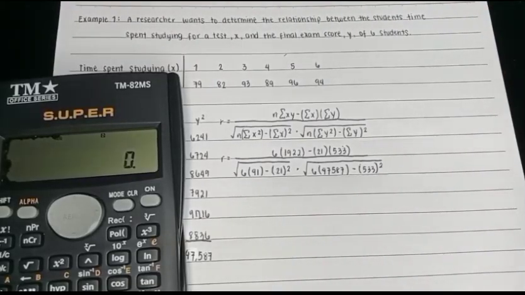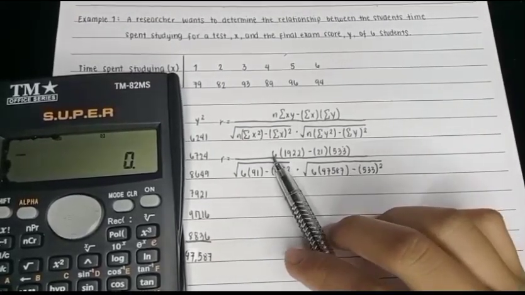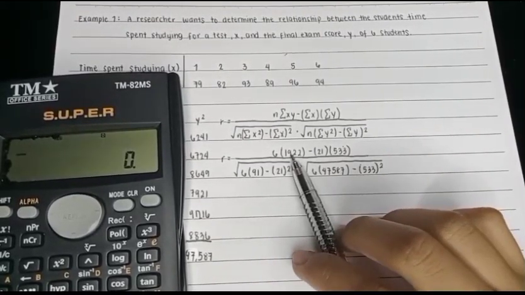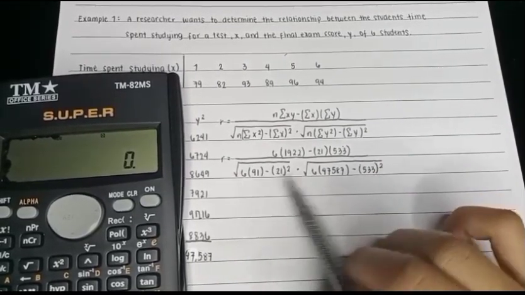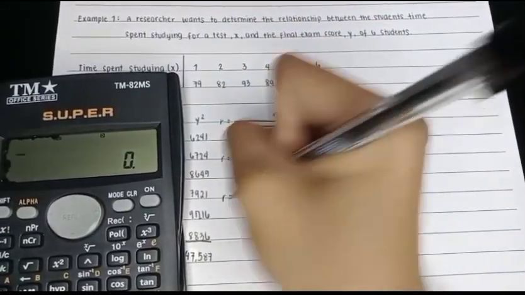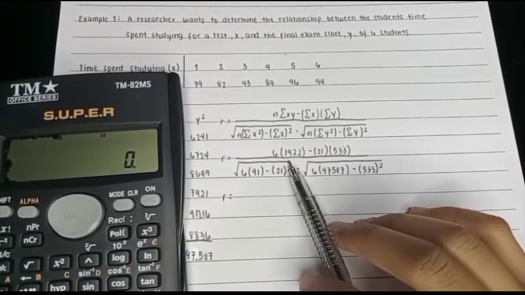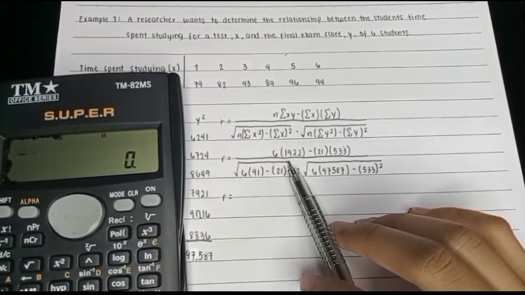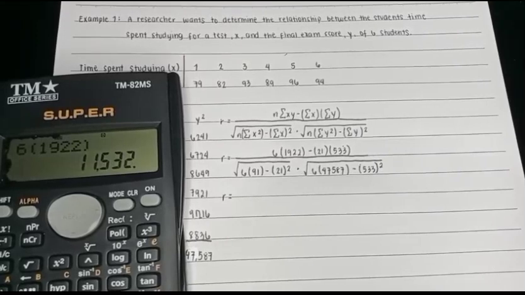So, after nyan, kukuhain muna natin yung value nitong dalawa. Ito munang nasa taas yung unahin natin before tayo mag-proceed dito sa baba. So, 6 times 1,922 is equal to 11,532.